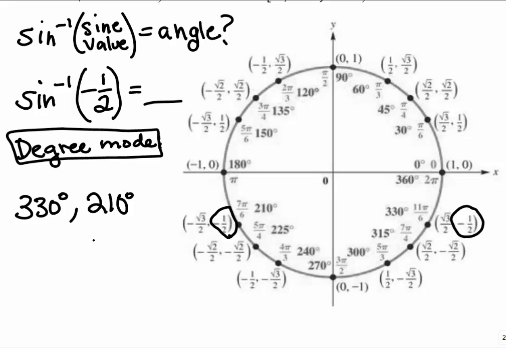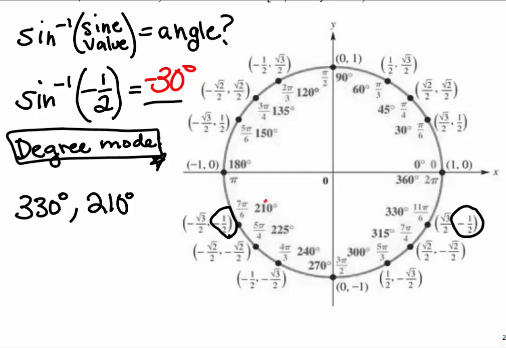Well, what I want you to do is take out your scientific calculator, or whatever calculator you have, and make sure that it's in degree mode. And I want you to type in sine inverse of -1/2 and then hit enter. What answer does your calculator give you? Well, your calculator will give you -30 degrees.